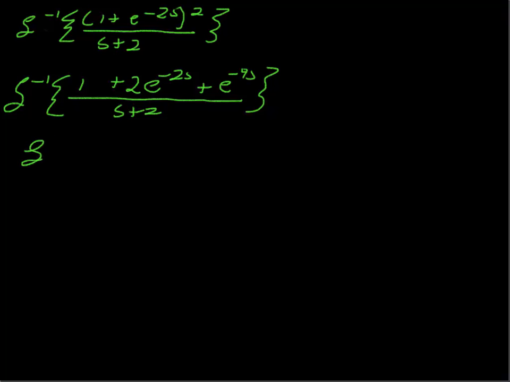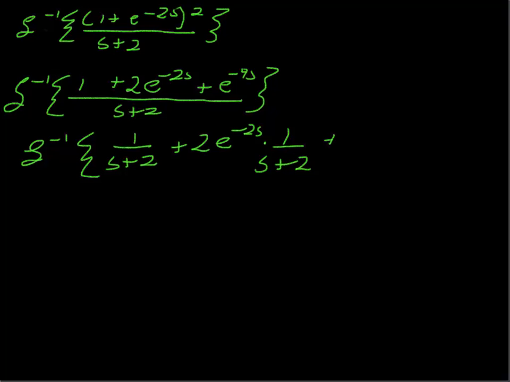This is equal to the Laplace inverse. Now we split it up as fractions, 1 over s plus 2, plus I'm going to put the 2e to the negative 2s out front, times, so you see the inverse transform there. And then same with this one, e to the negative 4s times 1 over s plus 2. So this equals 1 over s plus 2, of course, is just e to the negative 2t. Plus we have a 2 here.